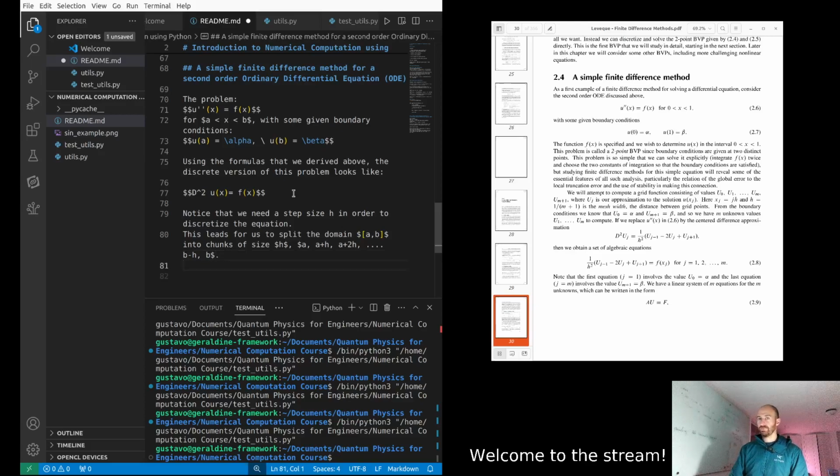Now I'll put some diagrams here to make it a little bit easier to follow. So now we have a set of points. The domain is split into chunks of size h. This is a series of points.